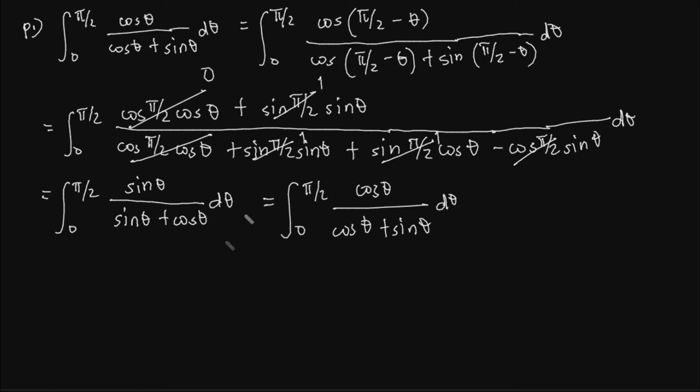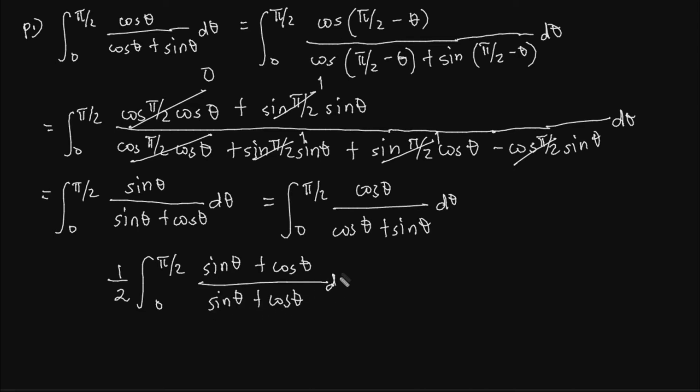So in this case, if I try to take the half of the antiderivative of the expression from 0 to pi over 2, which is sine theta plus cosine theta over sine theta plus cosine theta d theta, okay? So this should be the same as the antiderivative of this expression. Kasi they have the same denominator.